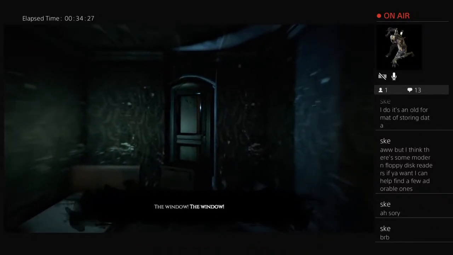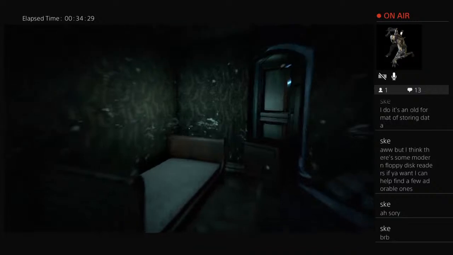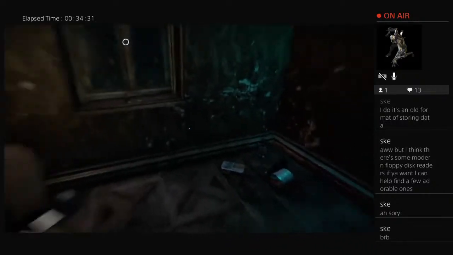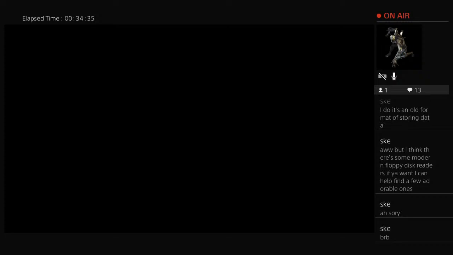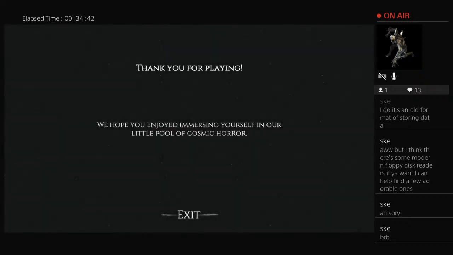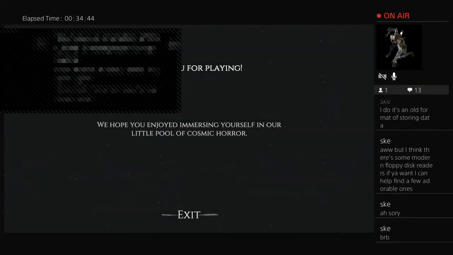The window! Out the window. It shall not find me. Oh, that didn't sound good. Is that it?